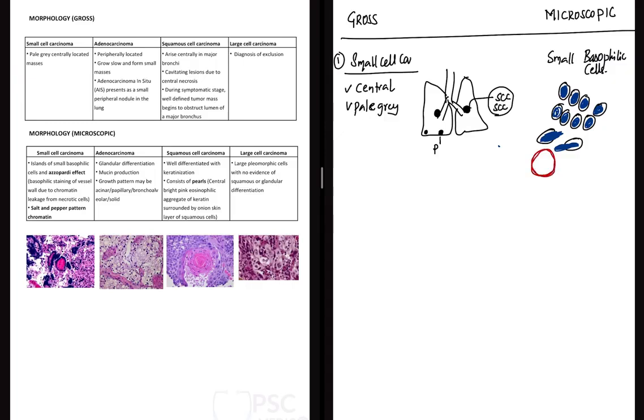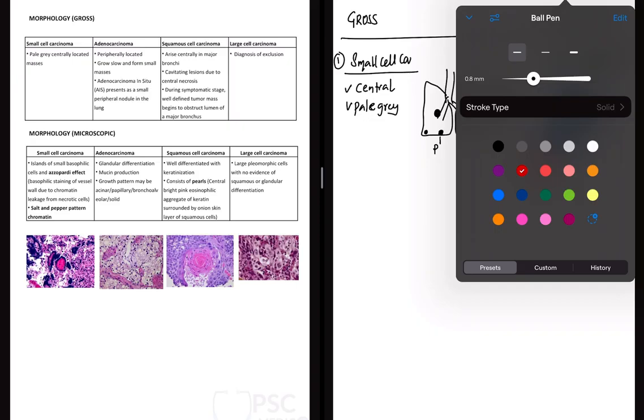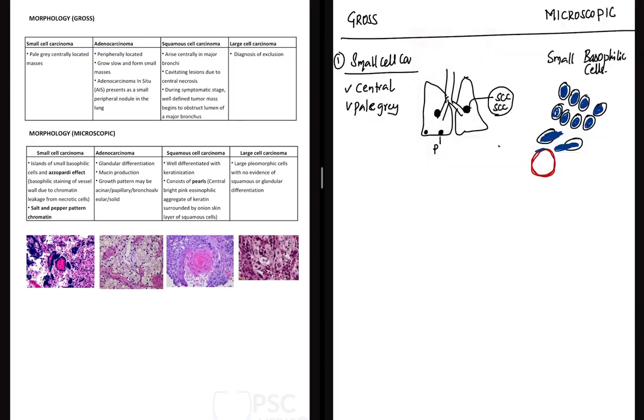Because of the increased nucleus to cytoplasmic ratio and the chromatin leakage, this chromatin which is leaked, because the cells are dying due to lack of blood supply as the tumor is rapidly growing, forms a bluish circle around the blood vessels. So, basophilic staining of the blood vessel is due to chromatin leakage from the necrotic cells, which are dying because of the deficient blood supply as the tumor grows rapidly.